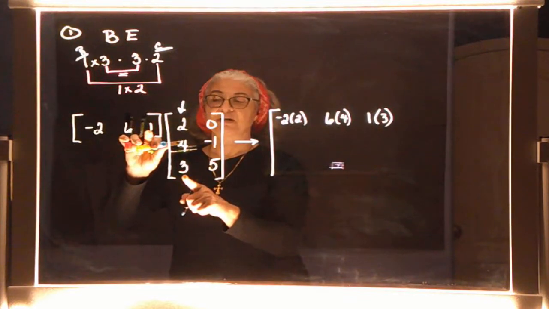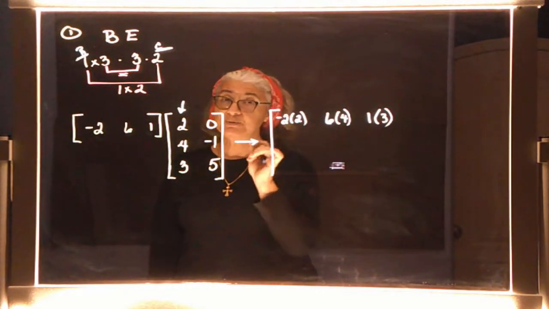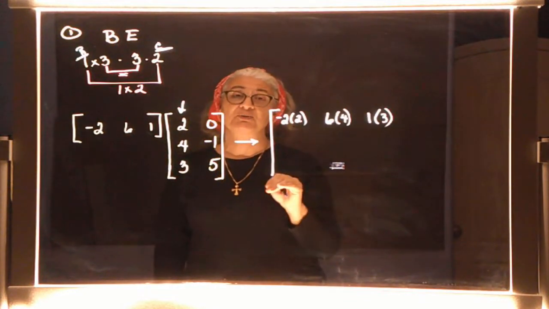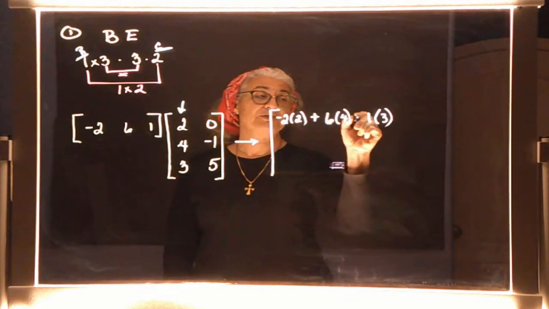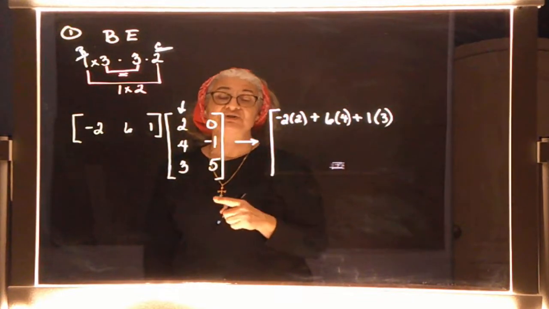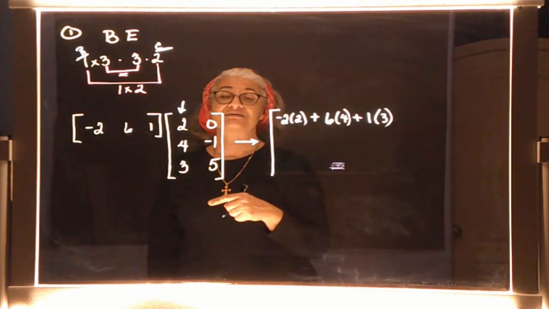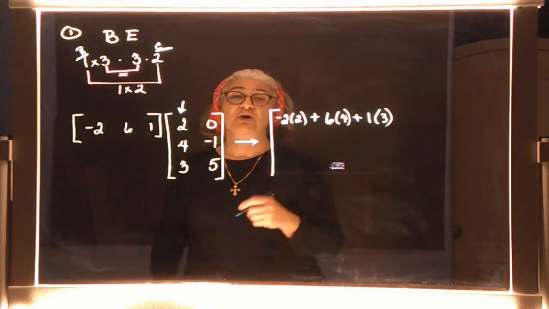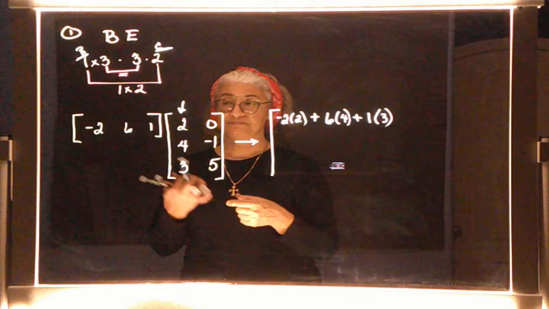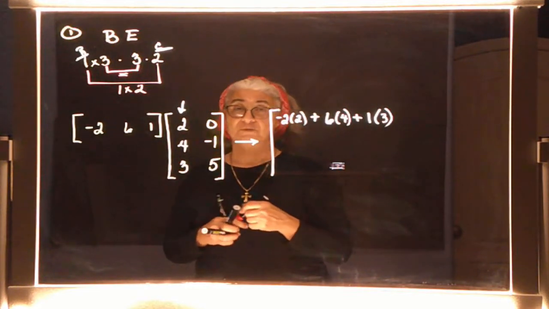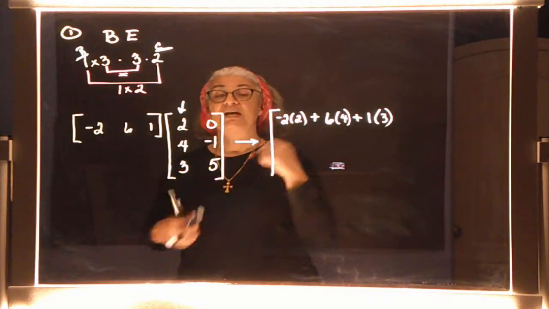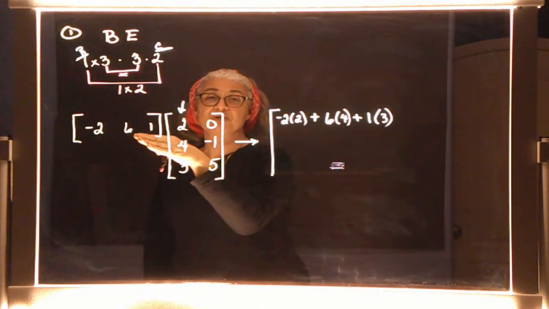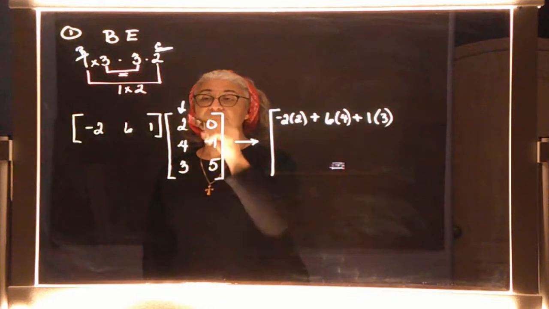Good? Okay, now, I'm only supposed to get one number in this first row, first column position. So I'm going to add all these multiplication problems together to get one number in the first row, first column position. Got it? Okay. Now, I'm done with taking the first row to the first column.